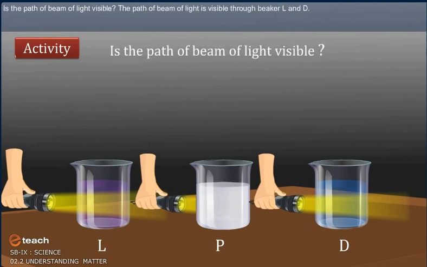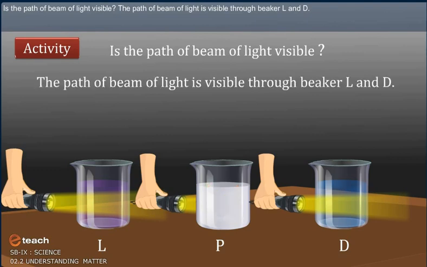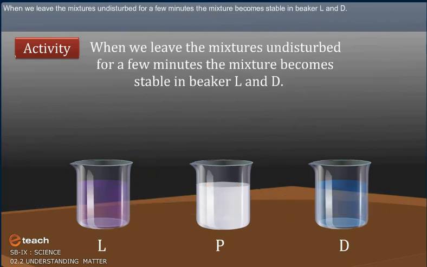Is the path of beam light visible? The path of beam light is visible through beaker L and D. When we leave the mixtures undisturbed for a few minutes, the mixture became stable in beaker L and D.